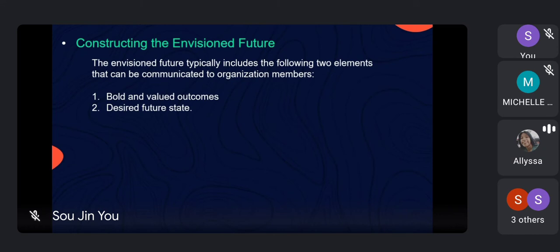Ito ay kadalasan naglalaman ng 1. Bold and valued outcomes. Ito ay mga desired outcomes natin. Siyempre, dapat ito ay malinaw at realistic. Dapat measurable din ito para mas malaman natin kung paano natin ito makamit. Pangalawa, desired future state. Kung ano nga ba ang mga goal mong changes na gusto mong ma-achieve in the future. Next.